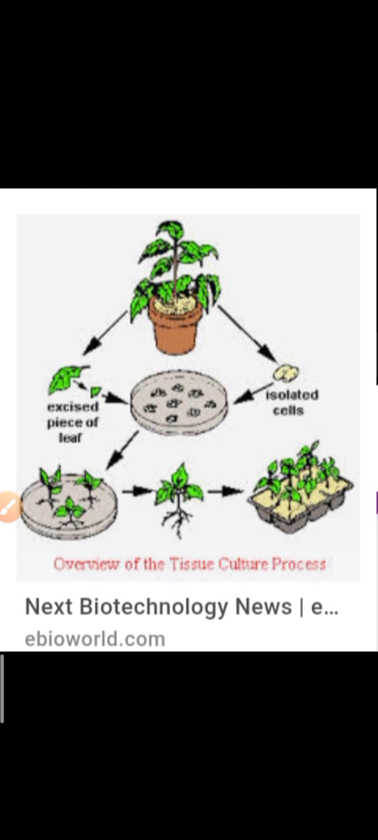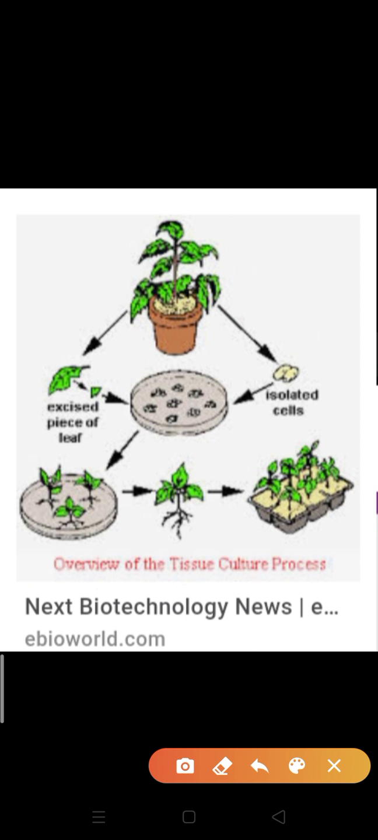As you can see on your screen, suppose from a plant we can take out tissue from a piece of leaf, and we can directly isolate some cells from it. There are two methods. We grow them or dip them in a culture medium.